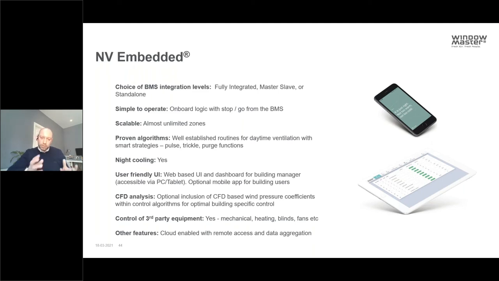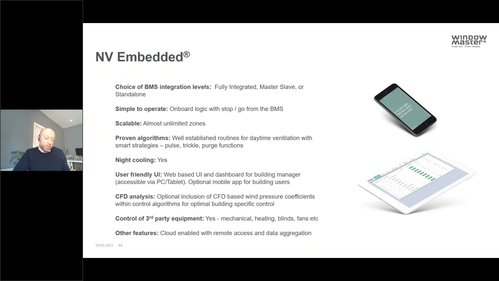The logic that's built into the controllers has been really well established. You know, we've been around for many years and have logic that we've implemented through our own turnkey systems, and it's been proven through hundreds, if not thousands, of projects. And we're now using that same proven logic on board in our controllers. It has night cooling routines, some of the smart ventilation strategies like pulse, trickle, and purge ventilation functions.